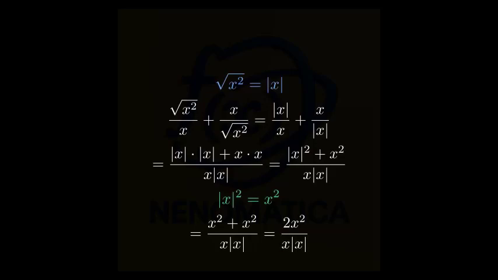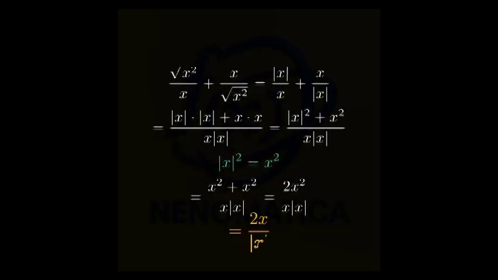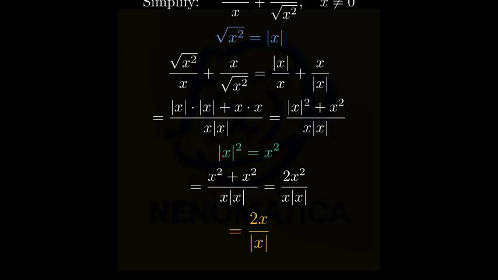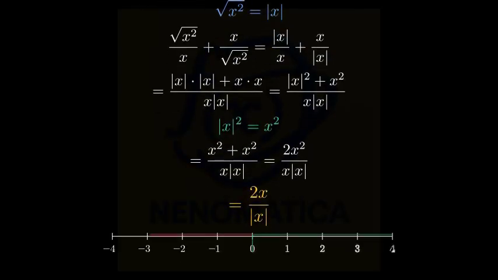Final step. Because of the absolute value, we split into two cases. If x is positive, absolute value of x equals x, and the result is 2. If x is negative, absolute value of x equals negative x, and the result is negative 2. Let us visualize this on a number line. Then state the piecewise result.